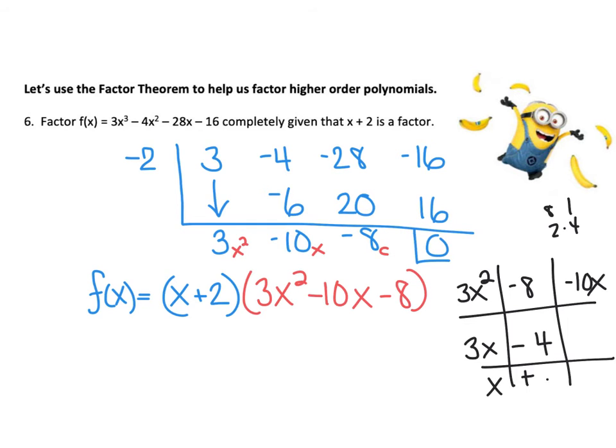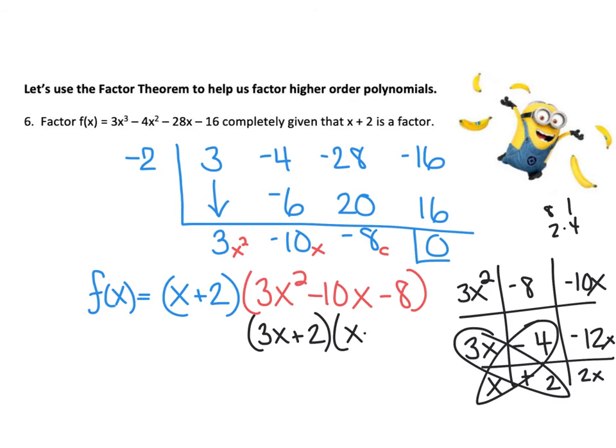I'm going to put 4 here and 2 here. It's negative 12x, and positive 2x does add to negative 10x. So my one factor is 3x plus 2, and my other factor is x minus 4, and I'm not going to drop my first factor, x plus 2. So this is factored form.